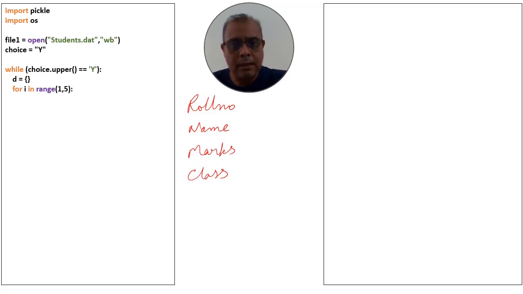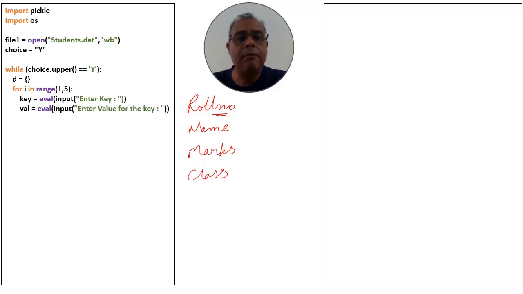So we have started a nested loop, for i in range 1 to 5. So this loop will execute 4 times. What we are going to do in this loop, we are going to take the keys and values at runtime. So key is equal to eval(input("enter key")). The first key that we are going to enter is roll number. Then we are going to enter the value for this roll number. So let's say the roll number is equal to 1.